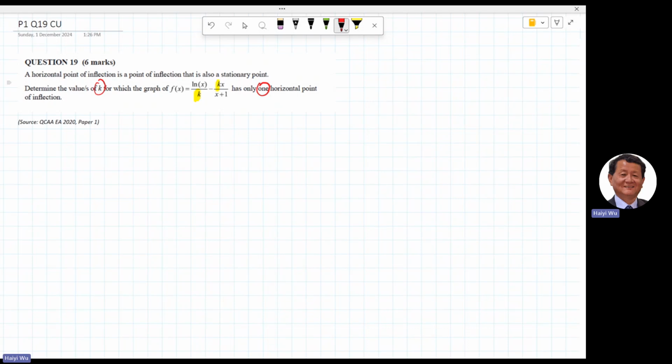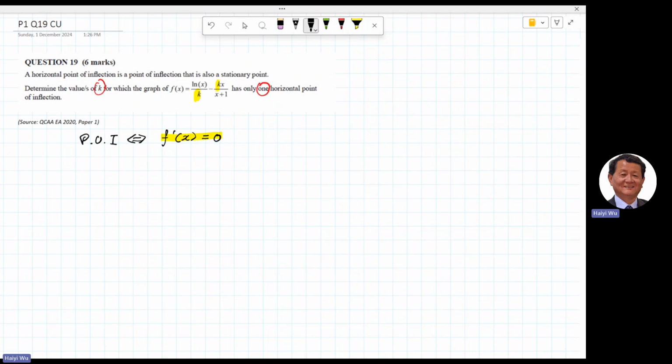First of all, we need to know the point of inflection occurs when the derivative function must be equal to 0. So first we need to find the derivative of the function, and we make it equal to 0, so then we can decide the value for K.